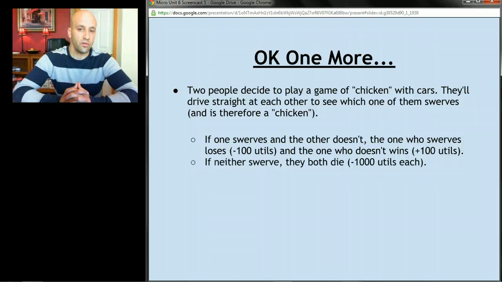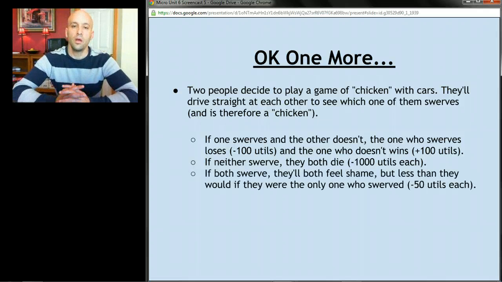Let's say that if neither of them swerve, they both die. Let's call that negative 1,000 utils. Finally, let's say they both swerve. If they both swerve, they're going to feel some shame. They didn't win the game. But they're going to feel not quite as bad as if they were the only one who swerved. So let's say that if they both swerve, they both lose 50 utils of happiness.